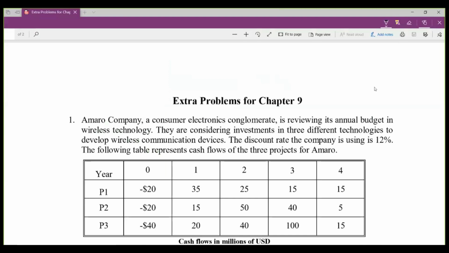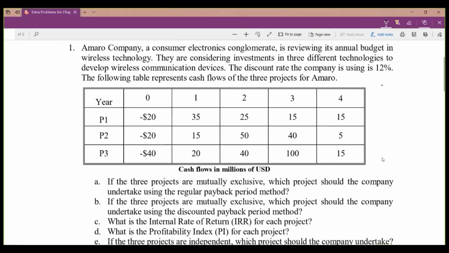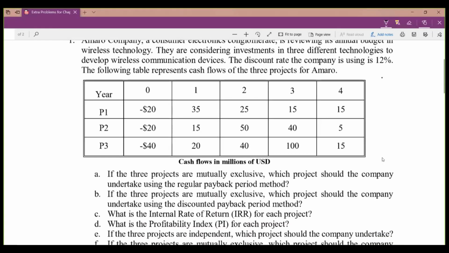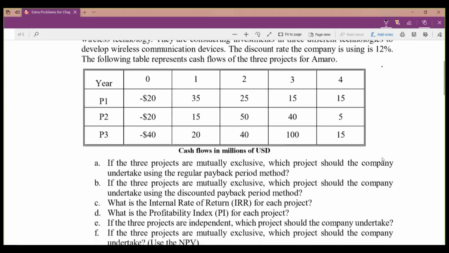Now I'll go over the extra problems of Chapter 9. I will skip the first question, which is mainly a direct application. So here mainly what you need to do, you need to apply all of the 5 methods: the payback period, the discounted payback period, internal rate of return, the profitability index, and the net present value for those 3 projects.